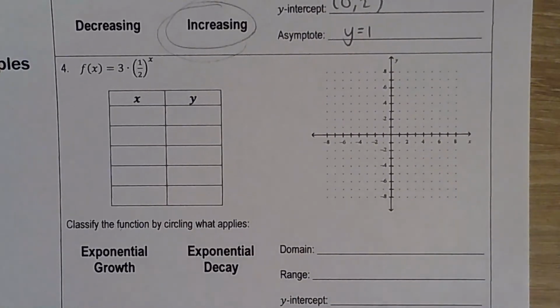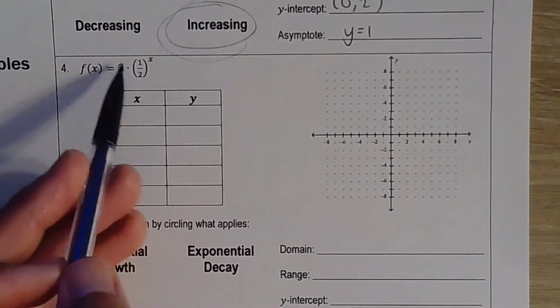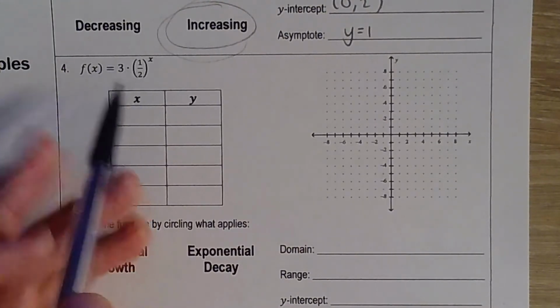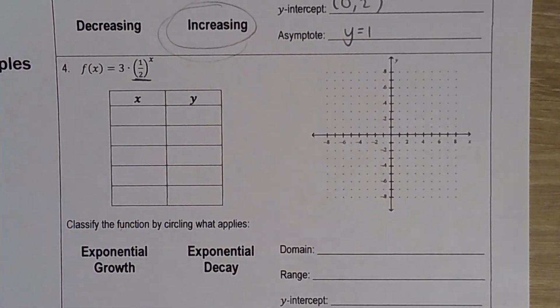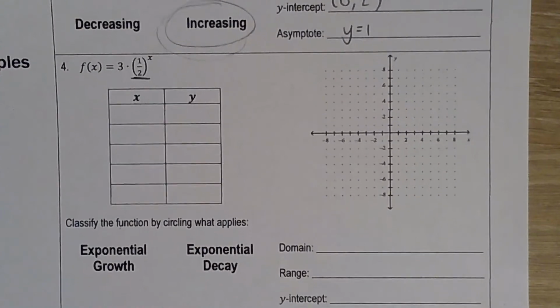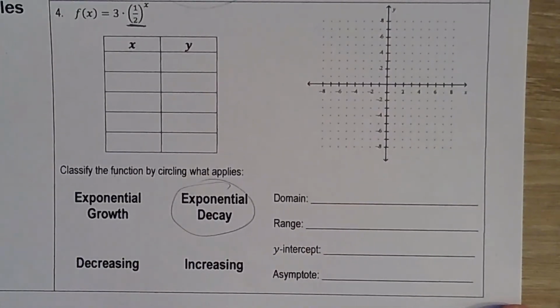All right, last problem. We have f of x is equal to 3 multiplied by 1/2 to the x. All right, so this 3 is not our b. We'll learn that later. This is called our a value. But anyways, this is our b value, right? 1/2. So since 1/2 is less than 1, we know it's going to be an exponential decay. And it's going to be decreasing.